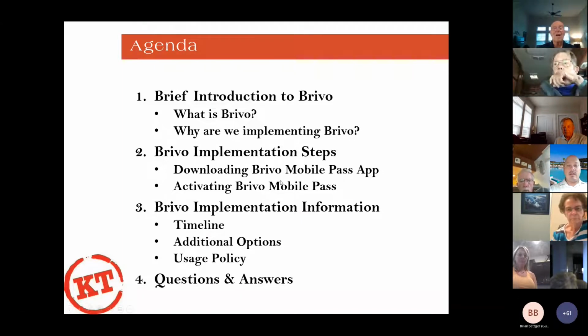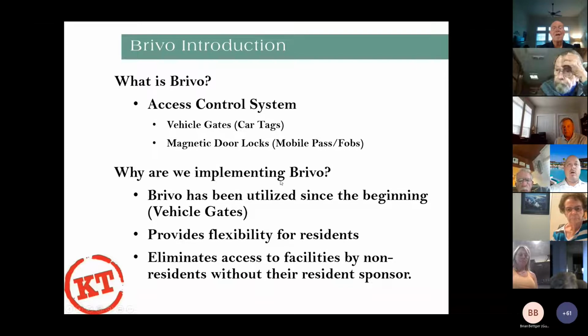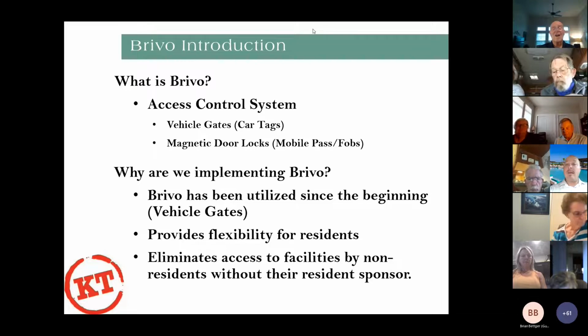So getting started, what is Brivo? Brivo is our access control system. This software manages all of our gates throughout the community, and it also manages the magnetic door locks that we have. All of our vehicle gates utilize the Brivo system, which is where we have the vehicle gates and the car tags.